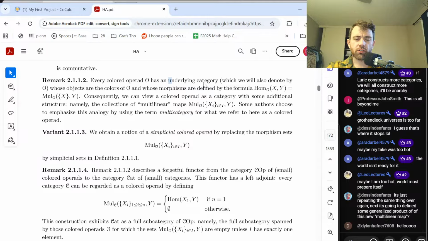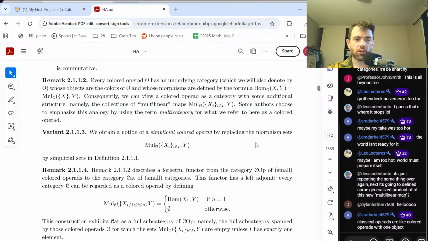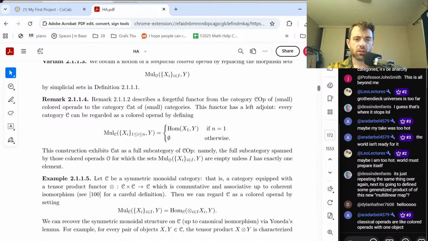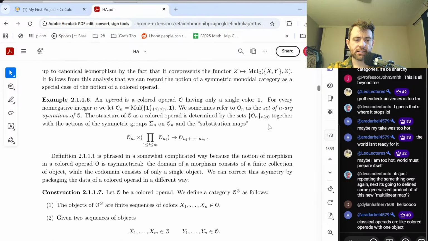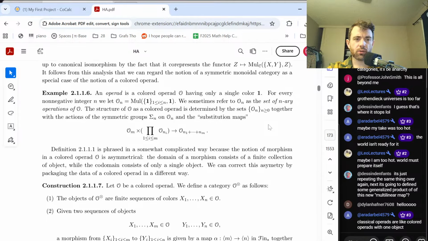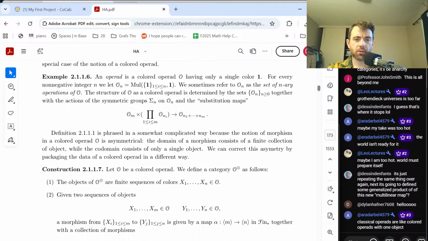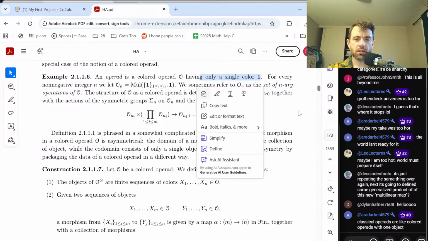Every colored operad has an underlying category, right? Just by ordinary maps from the one-ary maps. So we can view it as a category with extra structure. Simplicial colored operad. Oh, here we go. An operad is a colored operad having only a single color. Okay.